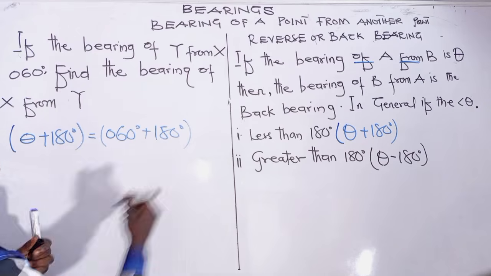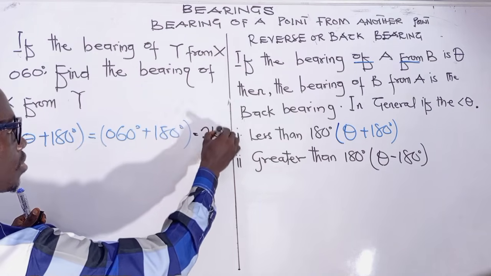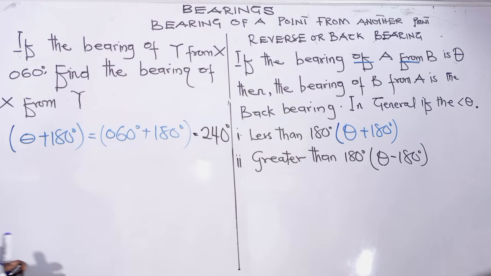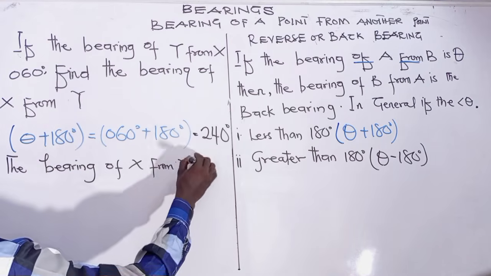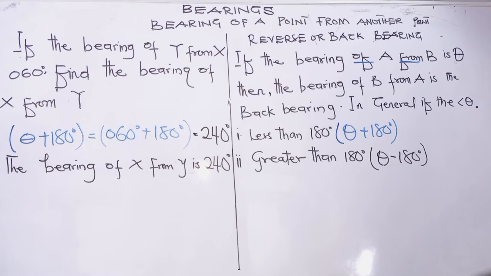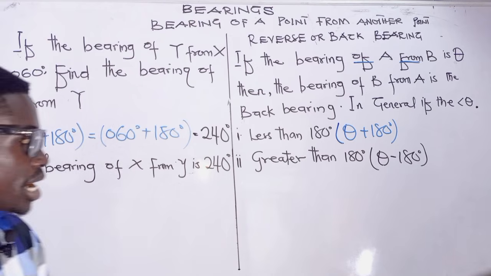And this gives us 240 degrees. Therefore, the bearing of x from y is 240 degrees. As easy as that. We can also use the sketch diagram to find the bearing of x from y.